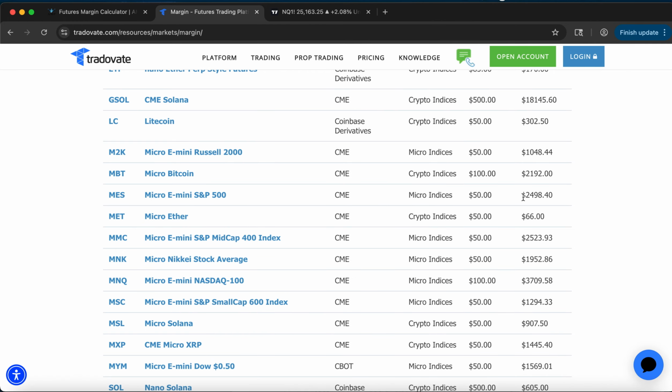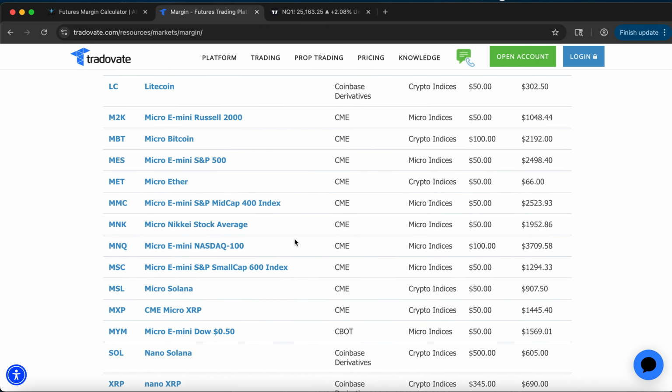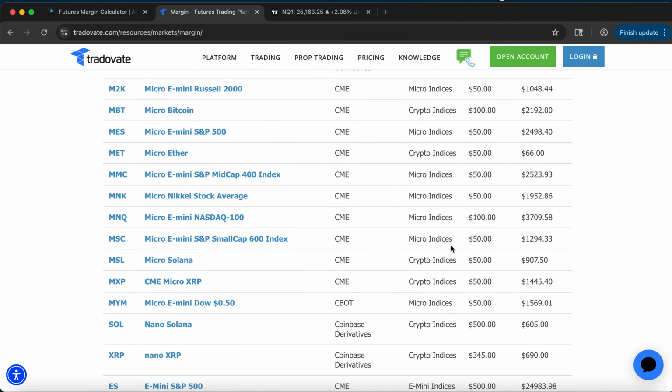ES 2,498 to swing trade, which is very similar. It's about the same compared to the $40. NAS same thing, $100 day trade, 3,700 to swing trade. It's relatively almost the same. Whatever you expect from AMP is kind of what you're gonna expect from Tradovate.